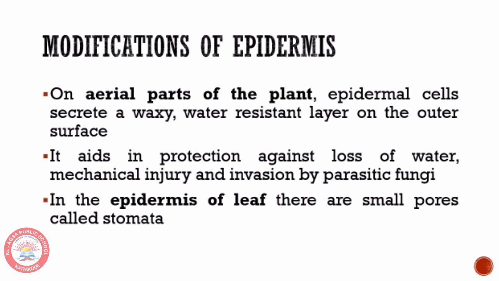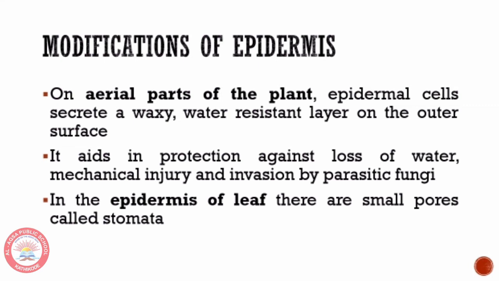On the aerial parts of the plant, the aerial parts means the part of the plant that is in contact with the air, that is the upper part. The aerial part of the plant, the epidermal cells secrete a waxy water-resistant layer on the outer surface, which helps in protecting against loss of water, mechanical injury, and invasion by some organisms like fungi.